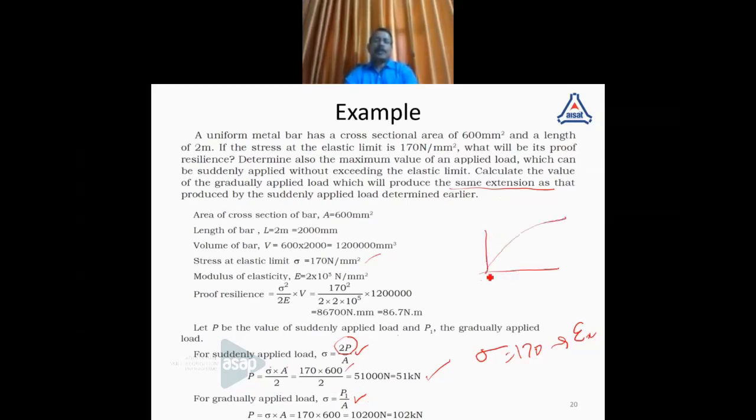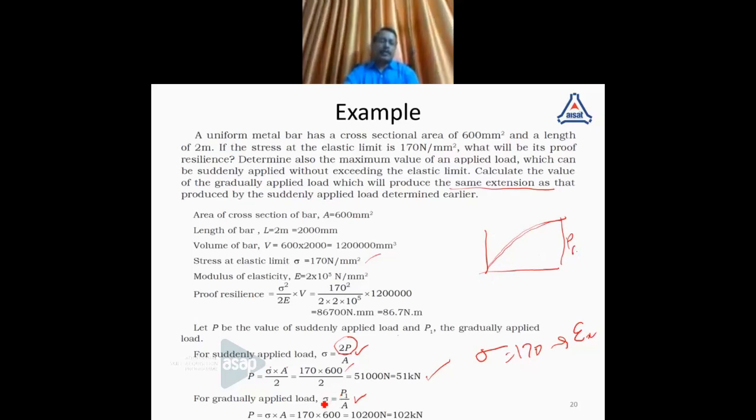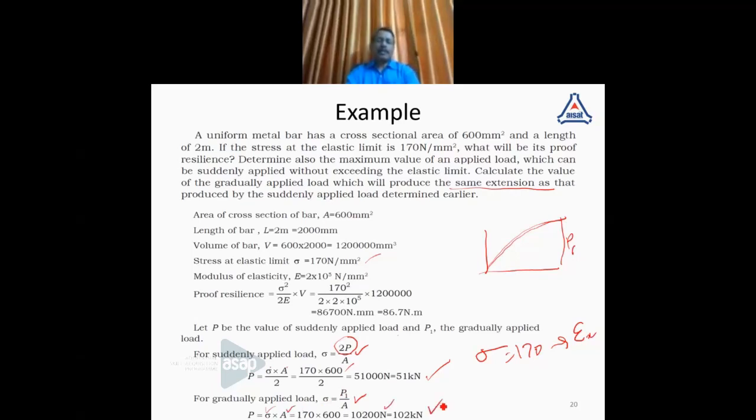It's a load deformation curve. Gradually, the load increases up to the maximum of P1. In that case, stress is equal to P1 by A. P1 is not known, but sigma and A are available. Using that, we can determine the value of gradually applied load to produce the same stress of 170 Newton per millimeter square. That will produce the same strain and same extension.